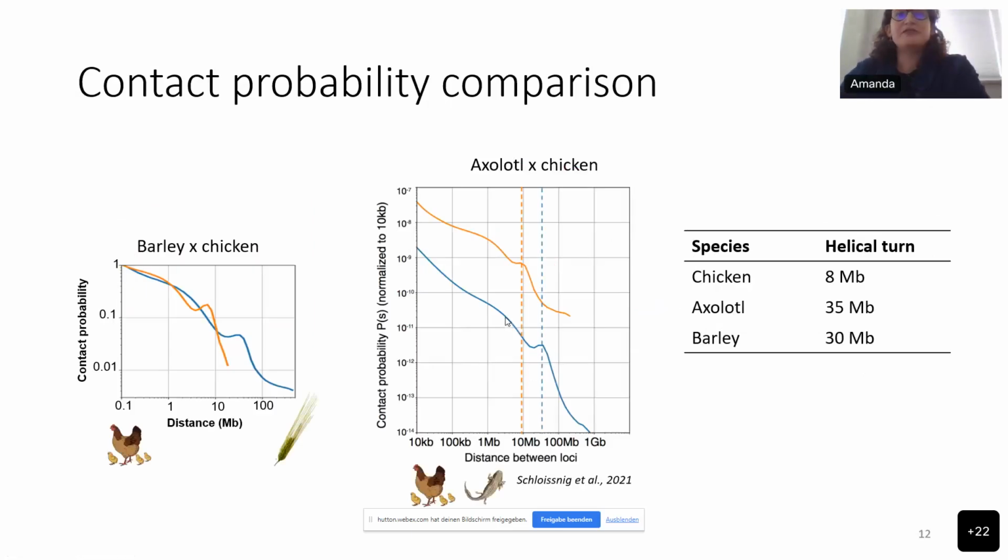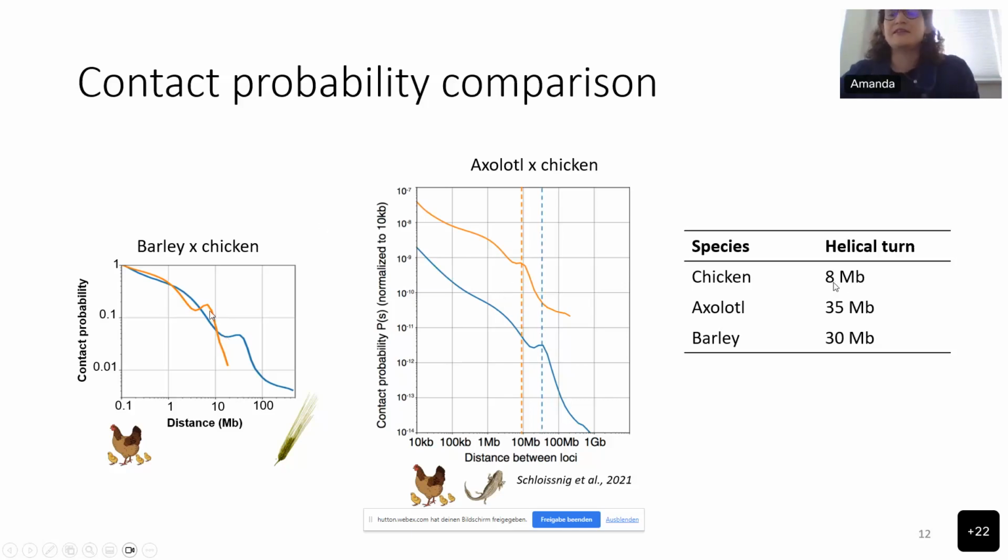And well, with the contact probability, it's easy to compare with other species. So comparing barley and chicken, we see the same pattern of this bump. But for chicken, here in orange, the bump appears much earlier than for barley. And the same comparing axolotl and chicken. So axolotl again has a bump at larger distances, and it's summarized here.